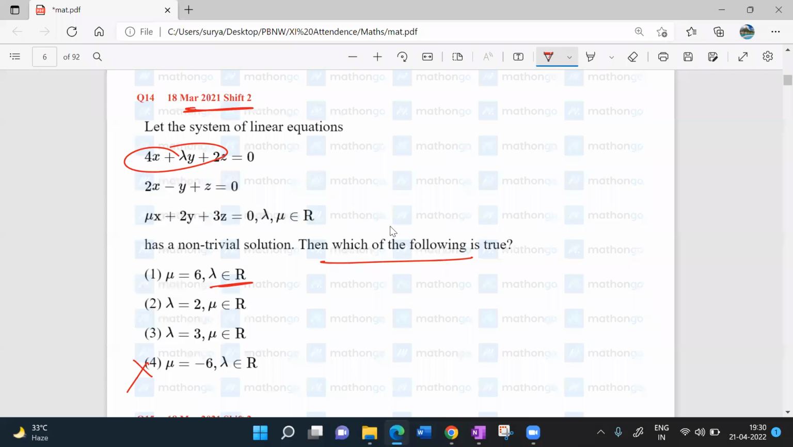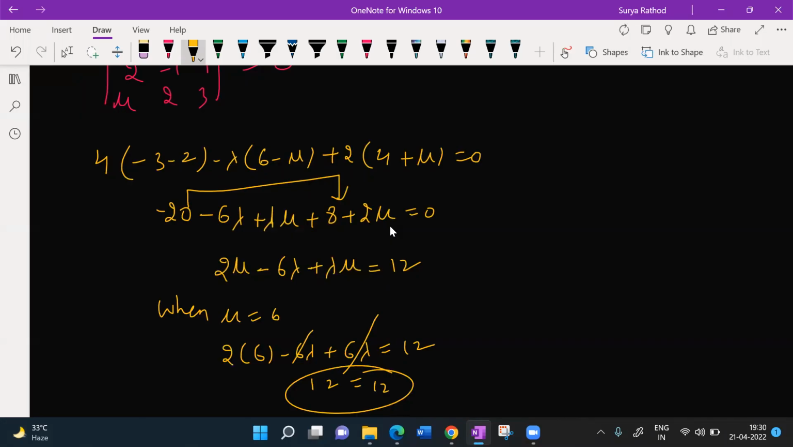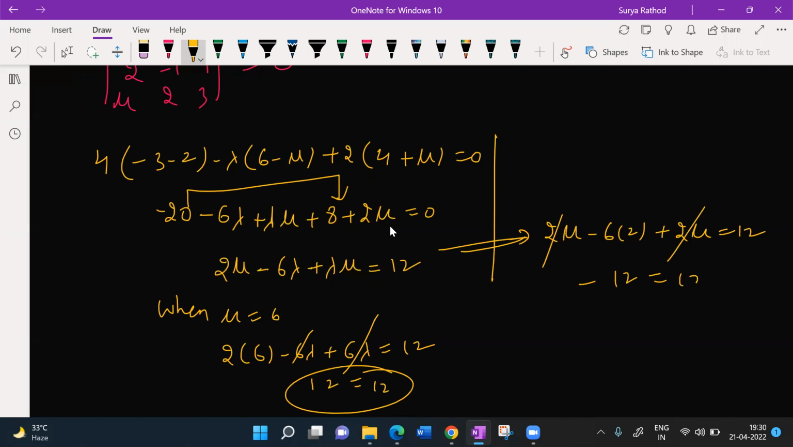Now let's check this, both true: lambda is equal to 2 and lambda is equal to 3. Lambda is equal to 3, substitute here. So 2 mu, 6 into 2 plus 2 mu is equal to 12. So minus 12 is equal to plus 12, not satisfied. For lambda is equal to 2, it is not possible.